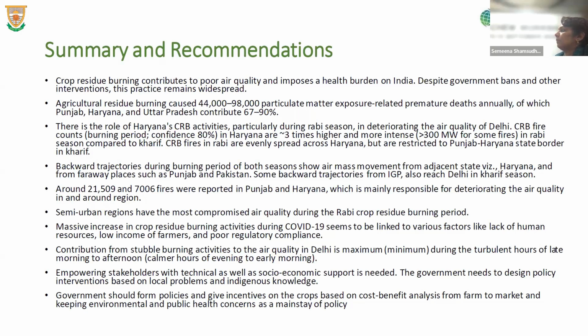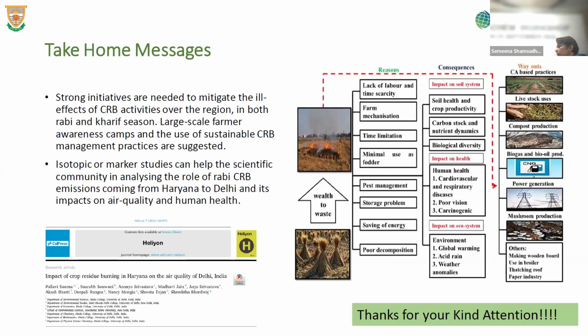Then a massive increase in crop residue burning was also noted during the pandemic and lockdown period, linked to various factors like lack of resources, low income of farmers, and poor regulatory compliance. Then the contribution from stubble burning activities to air quality in Delhi is minimum during the turbulent hours of late morning to afternoon. And the government should form policies and give incentives for crops based on cost benefit analysis from farm to market, keeping environmental and public health concerns as a mainstay of policy.